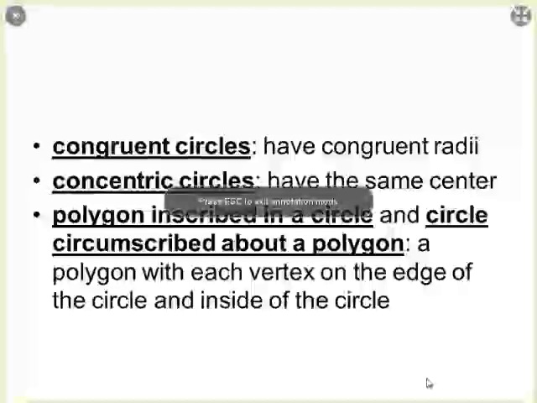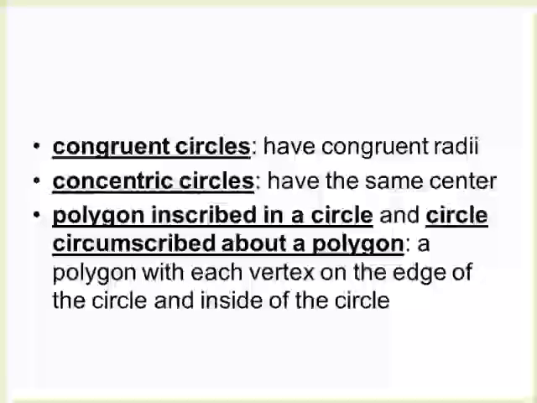Congruent has meant in the past for us that they are the same shape and the same size. So for two circles to be congruent, they need to be the same size, which means the radius must be the same length. The radius is what determines the size of a circle, that distance. Concentric, the term concentric can mean like pro-con, like a negation, or it can mean with or the same. So concentric means the same center.